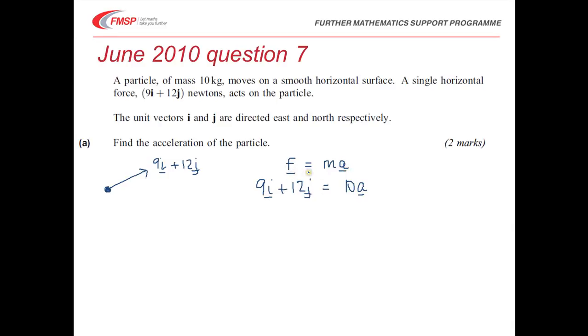All of these are vector quantities, so just being careful about that, that means the acceleration, dividing through by 10, will be 0.9i plus 1.2j. So that is our acceleration.